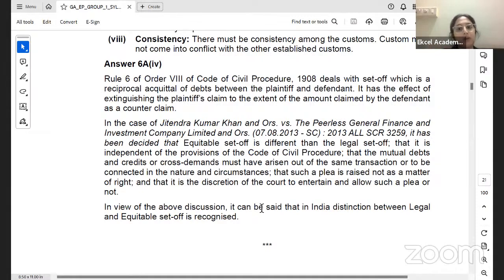So this difference you have to write, even though in the guideline answer, they have not given it in the form of a table. Please, you write it in the form of a table. Okay, what is legal, what is equitable. So write 3-4 of these differences, and you'll get marks. So first you tell one sentence, what is set off, and then you can tell the difference. Yes, in India, legal is different, equitable is different. And then you start explaining the differences.